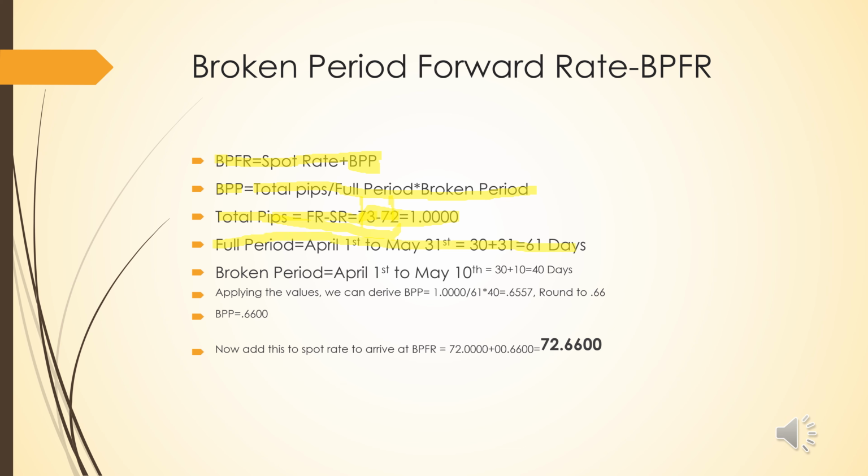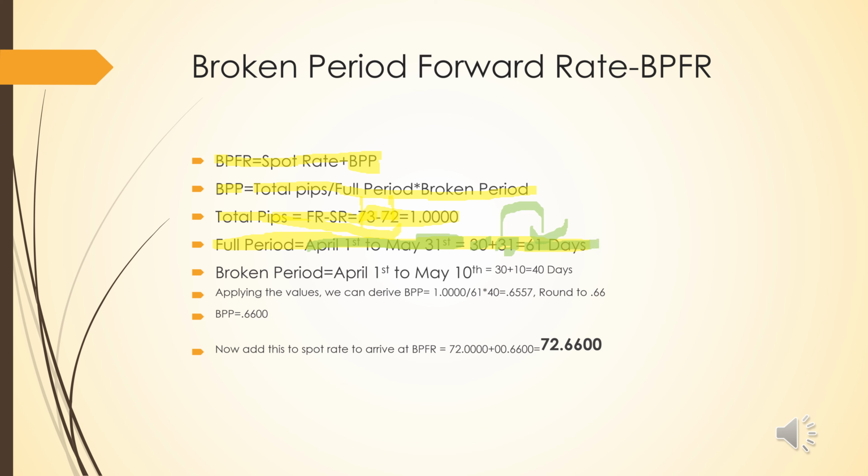And the next is the full period. Full period here means from spot to the finish of the forward contract. That will be May 31st. So from April 1st to May 31st, we have in April 30 days, and in May we have 31 days. So total 30 plus 31, 61 days. That is our full period.